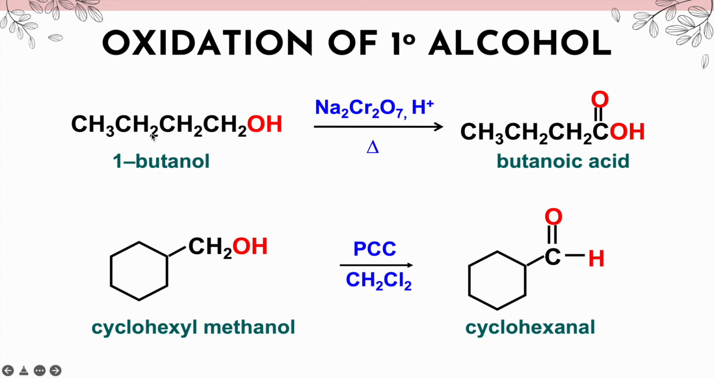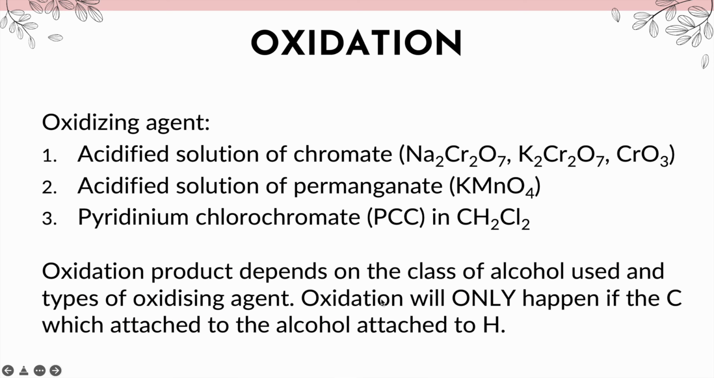Okay, here, for example, we oxidize 1-butanol using a strong oxidizing agent. Na2Cr2O7 here is a strong oxidizing agent, acidified, with heat. The product will be carboxylic acid. This carbon over here has hydrogen. The carbon that is attached to OH has hydrogen. Then oxidation can happen. Remember this, oxidation will only happen if the carbon attached to the alcohol is attached to hydrogen.